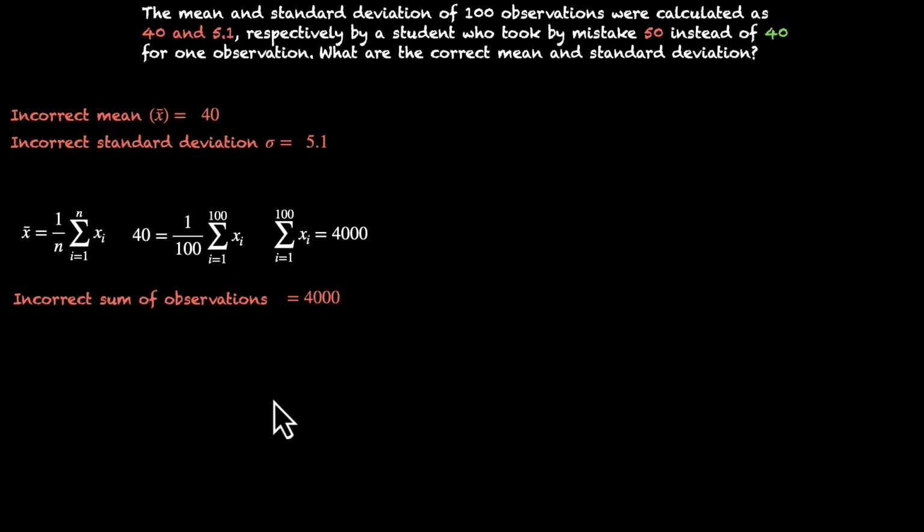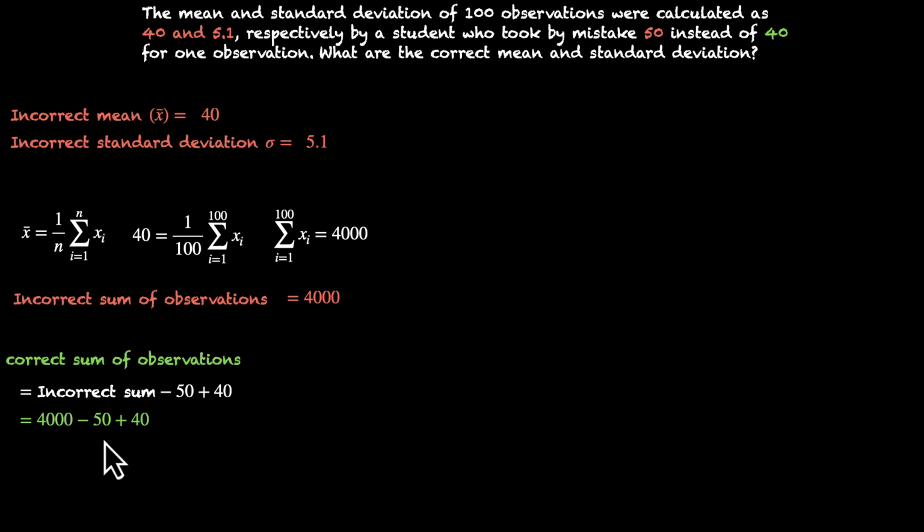What's the correct sum of observations? Okay. For the correct sum, we have to fix our mistake. We'll subtract 50 and add back 40. So our correct sum of observations will be incorrect sum minus 50 plus 40. That's going to be 4000 minus 50 plus 40. That's 4000 minus 10. That's going to be 3990. So this is our correct sum of observations. We have no idea about the remaining 99 observations, but because we know that we have this one mistake, we can fix it and figure out our correct sum of observations.